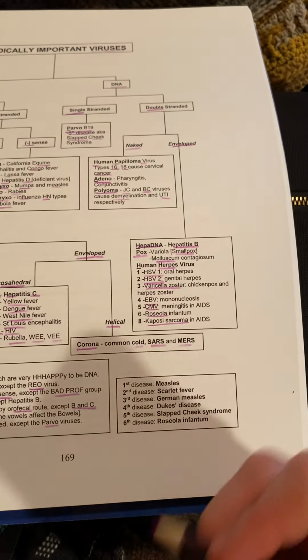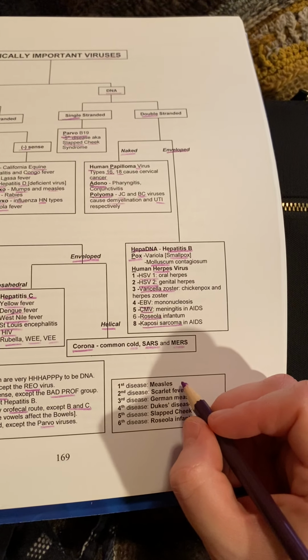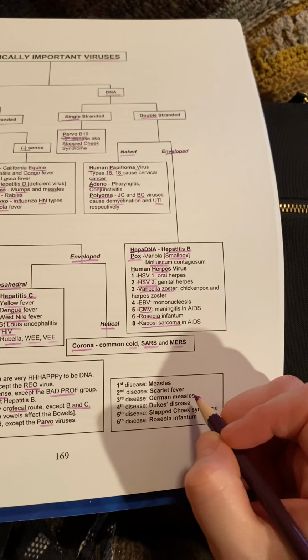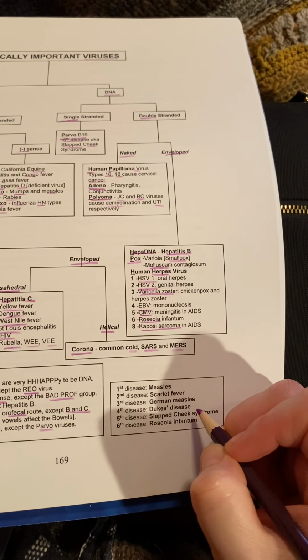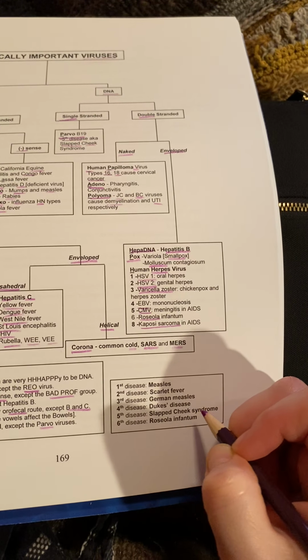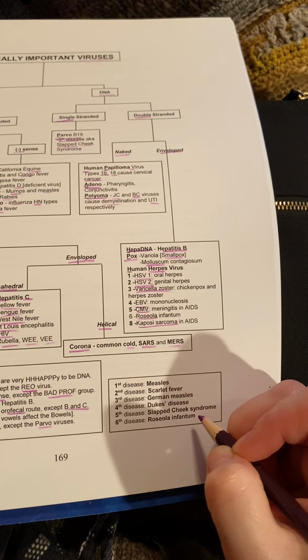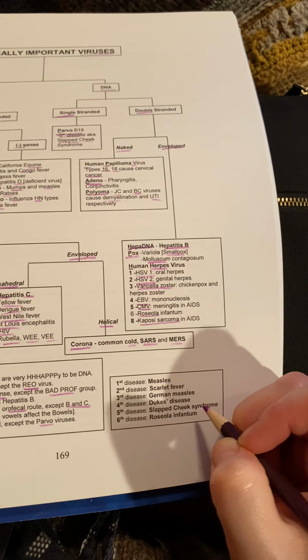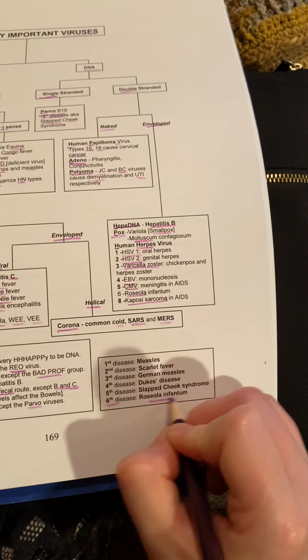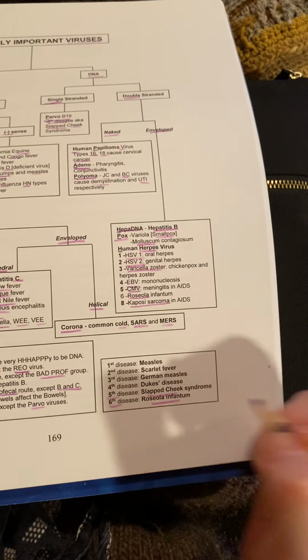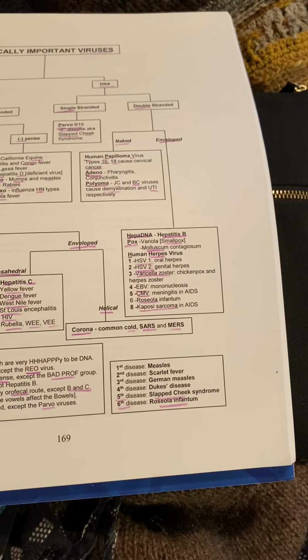Here are the numbered diseases. Measles is 1, scarlet fever is 2, German measles is 3, Dukes is 4, 5th is slap cheek, and 6th is roseola infantum. Definitely focused on this in school. 5th being slap cheek, 6th being roseola infantum.